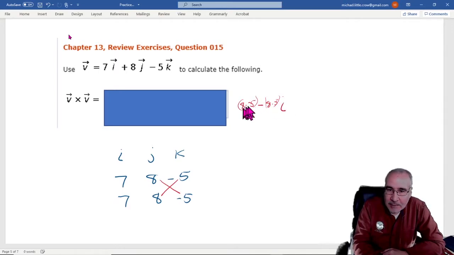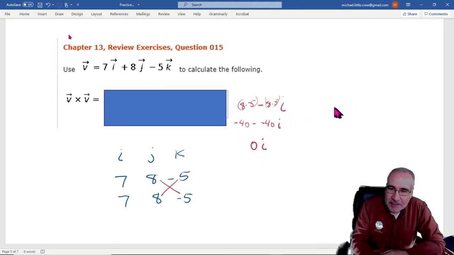Eight times negative 5 is negative 40, minus negative 40. Negative, negative, make positive. Negative 40 plus 40, that's 0. We're going to see that pattern kind of comes through.